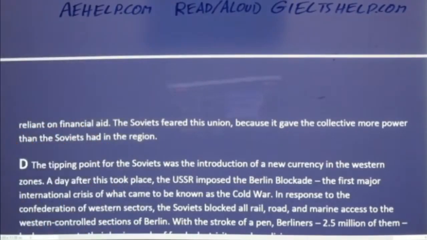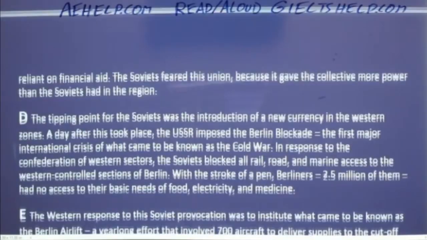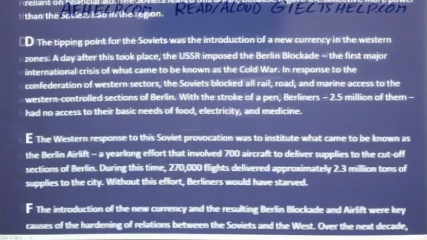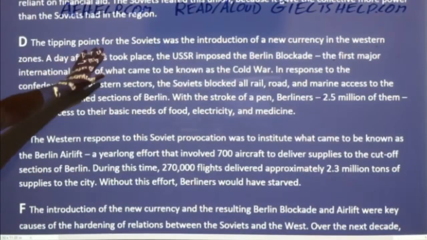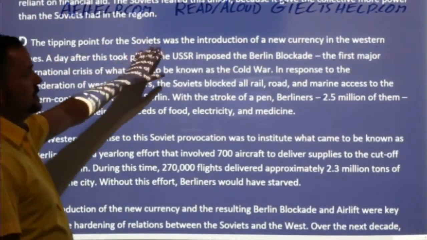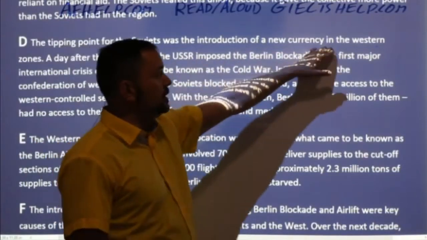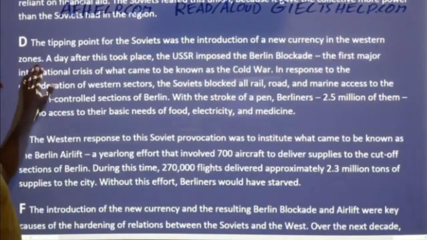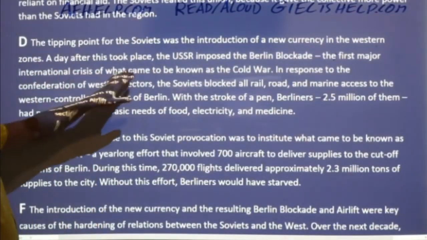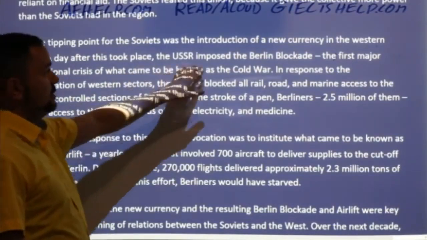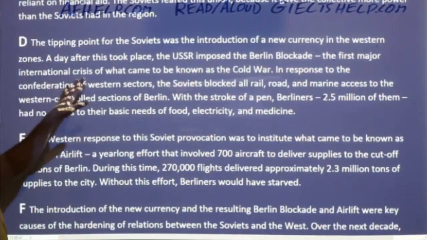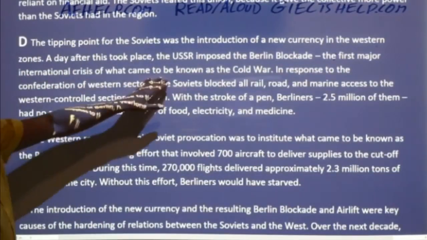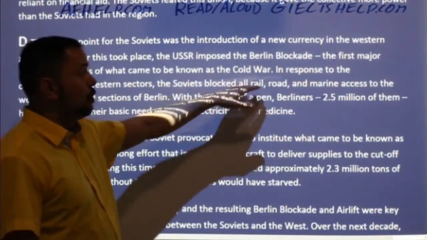All right. So let's go on to the fourth one here. D. Not all paragraphs are that long, so just hang in there, keep reading. The tipping point for the Soviets was the introduction of a new currency in the Western zones. A day after this took place, the USSR imposed the Berlin blockade, the first major international crisis of what came to be known as the Cold War.